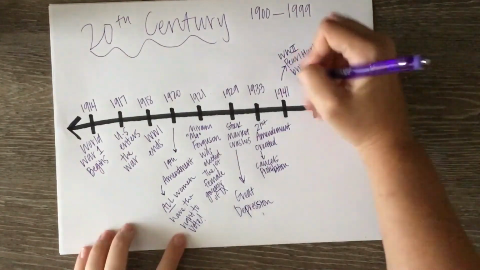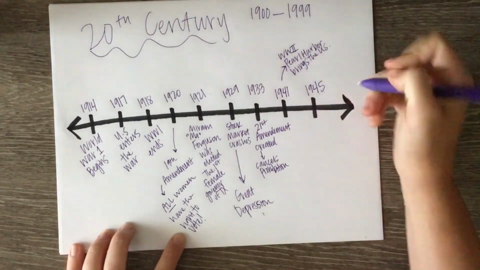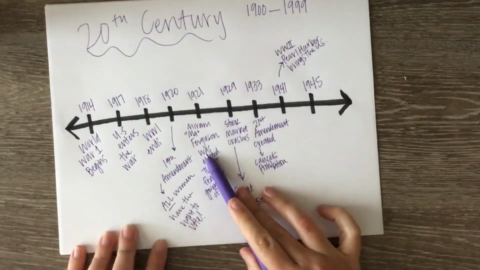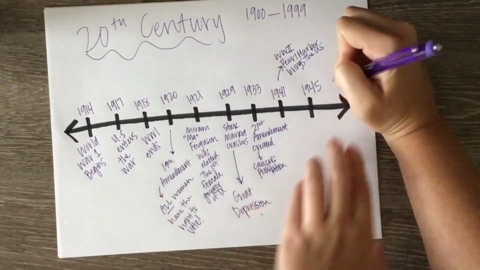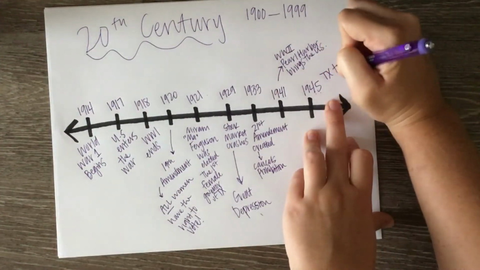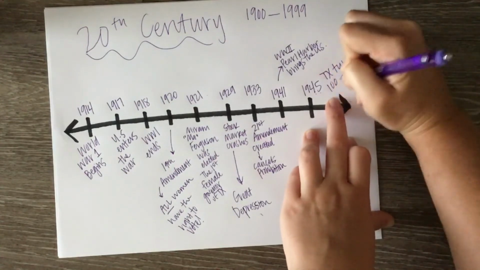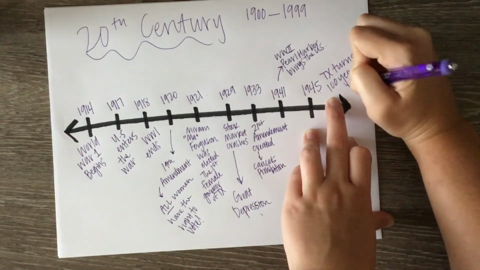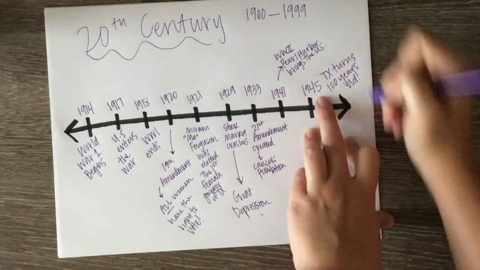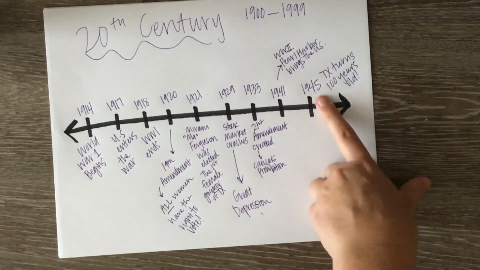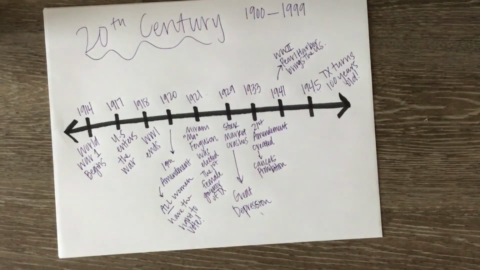The last thing is 1945, and again, we've got to talk about Texas because we are in Texas history. In 1945, Texas turns 100 years old. This is based on when it became a state, because remember, Texas became a state in 1845, not 1836. 1836 was the Republic of Texas, but Texas officially became a state in 1845, making it 100 years old in 1945.